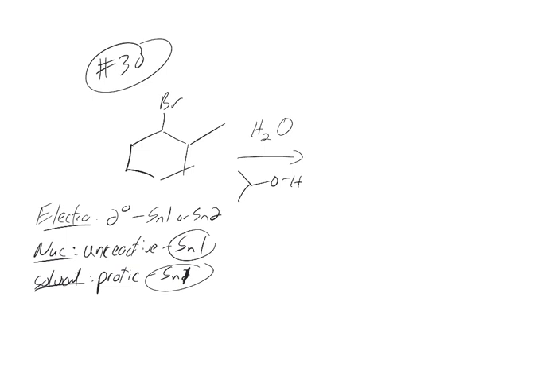So in this first step, what's going to happen in an SN1 reaction? We just said water is unreactive. So the first thing that's going to happen is the leaving group is just going to leave. Leaving group leaves. What does that give us? The carbocation there, right? But that's a secondary carbocation.